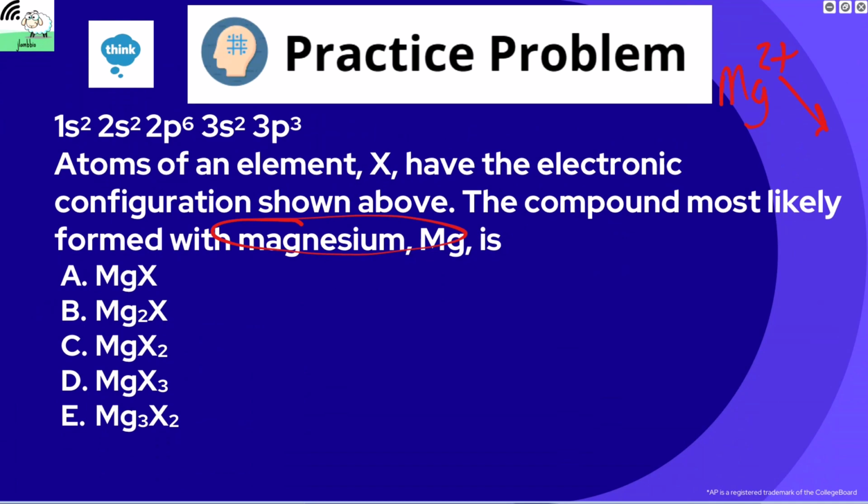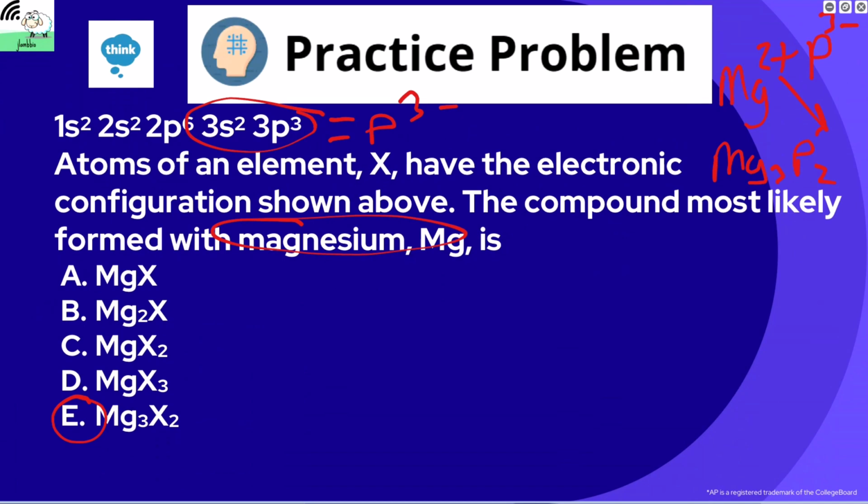Anyways, I need to figure out what this element is. If I look up 3p3, I'm going to find out that that is phosphorus. And phosphorus here has a 3 minus charge. So when we cross and drop, we end up with Mg3P2. So there you go. Answer choice E is the best answer here.